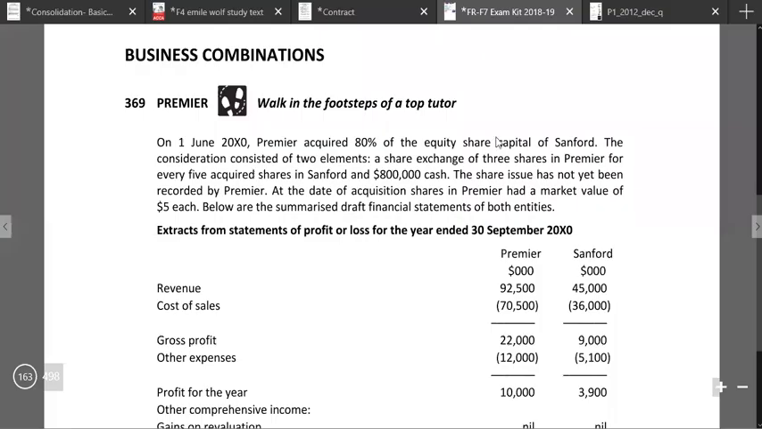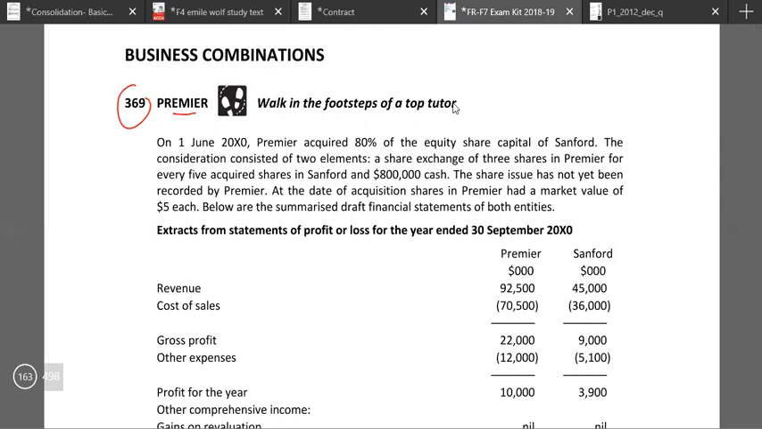All right, so till now we have done questions which were related to the consolidated statement of financial position. Now we are doing a question which does have the income statement as well. So it's question number 369 Premiur from your latest Kaplan kit. And let's just solve it.